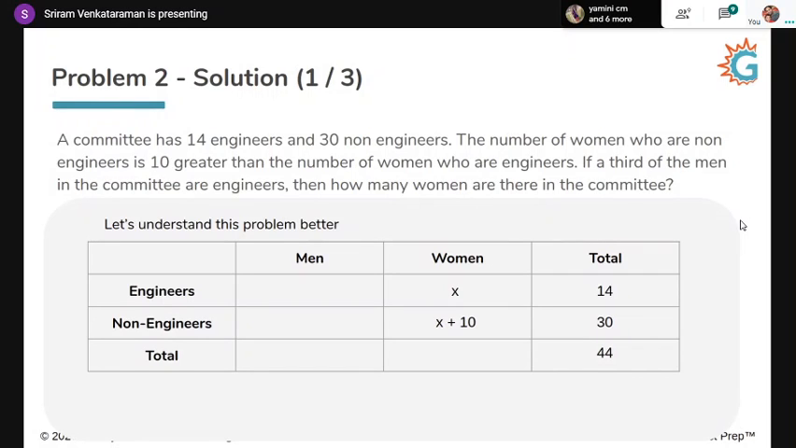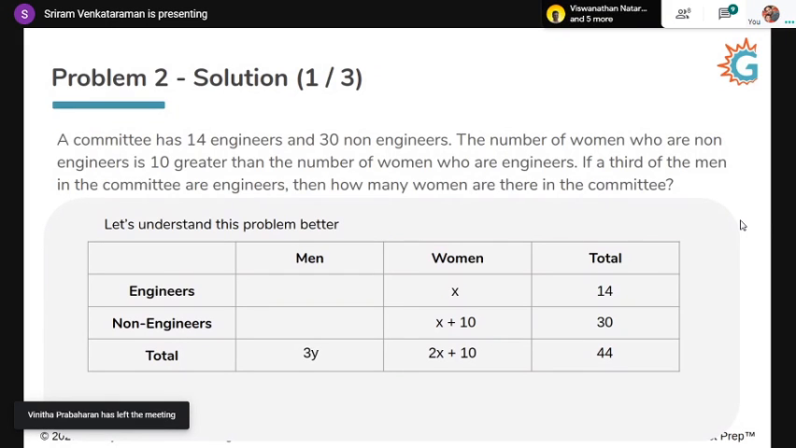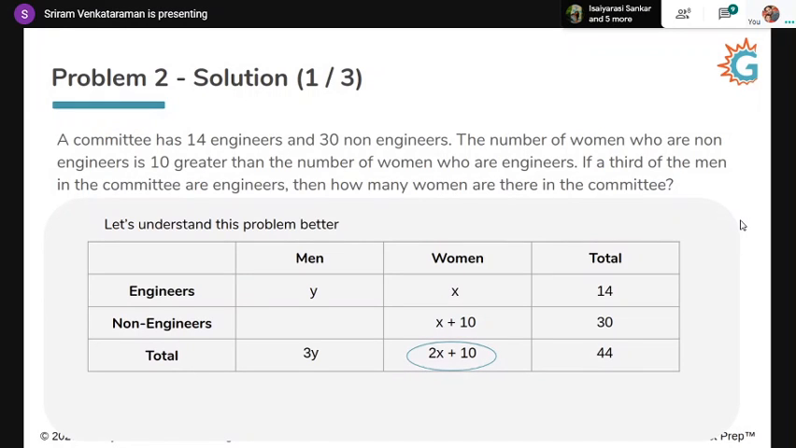right? Now I'm going to look at the last part of the word problem, which is if a third of the men in the committee are engineers, then how many women are there in the committee, right? So that's what is asked. 2x plus 10 is the total number of women. And let's say there are totally 3y men, then one third of them are engineers, right? So that's the last piece of information that is given to me. And the question is asking for what is the value of 2x plus 10. Make sense?